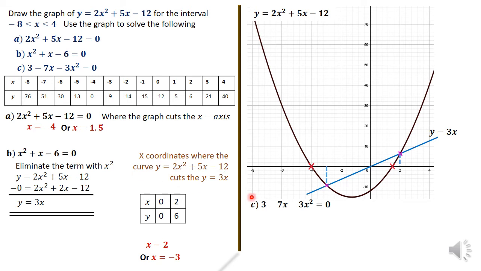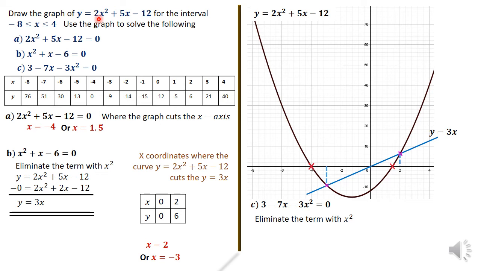The equation is 3 minus 7x minus 3x squared is equal to 0. It is not arranged in standard order, and therefore we should rearrange it and begin with the x squared term: minus 3x squared minus 7x plus 3 is equal to 0. Again, we're going to eliminate the x squared term. The only way we can do that is to have this coefficient here being the same as the coefficient here, so that we can eliminate by subtracting.